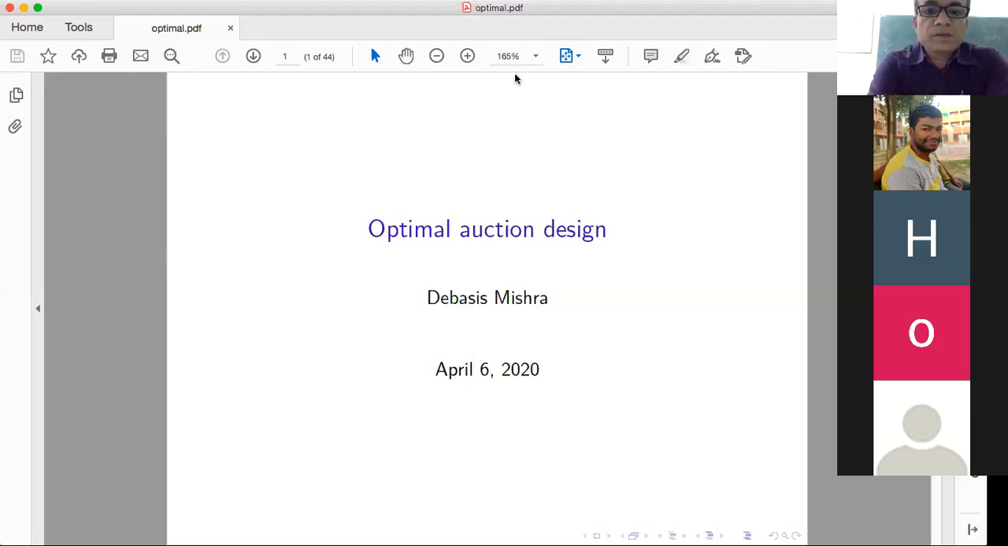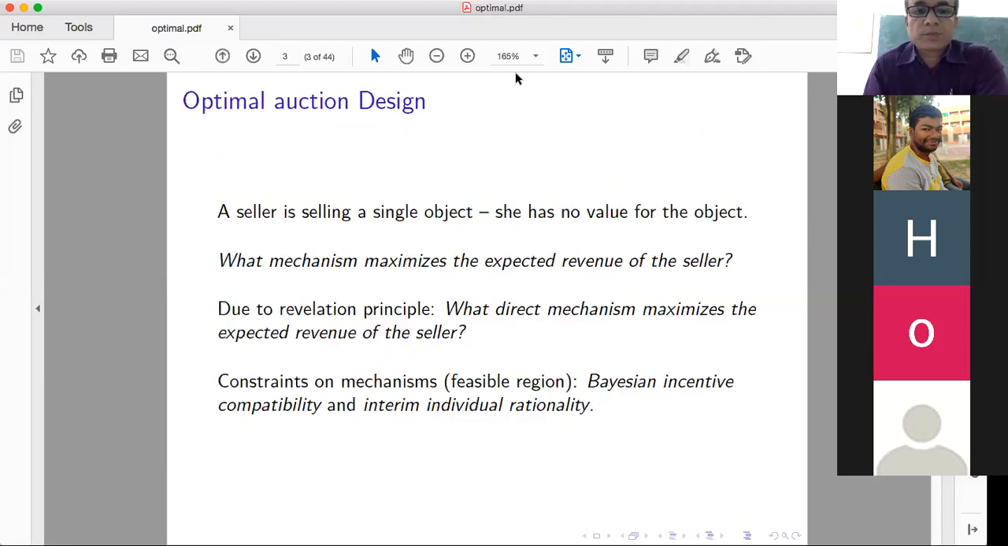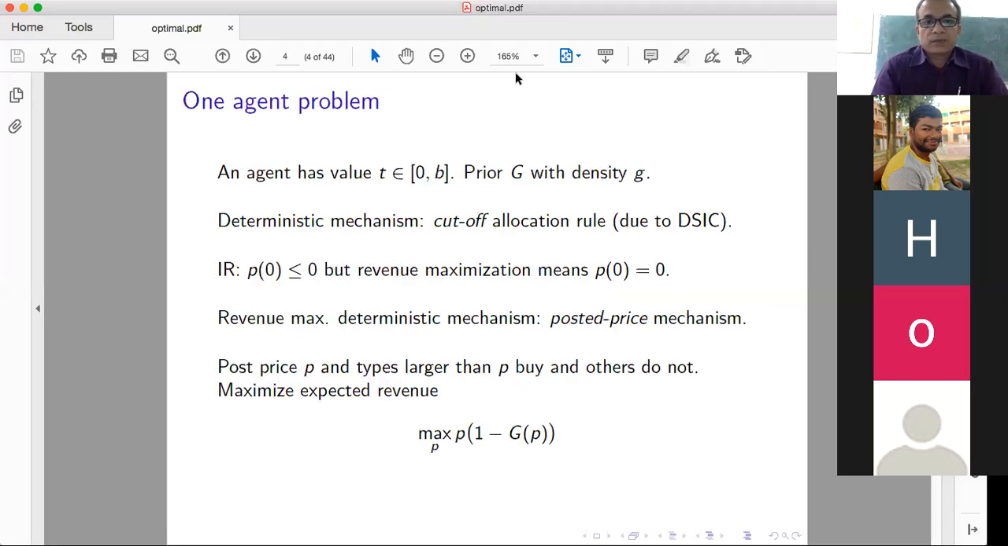Okay, so we have been studying optimal auction design for the last one or two lectures. The main idea here is to use the characterization of DSIC direct mechanisms to come up with an optimal expected revenue maximizing auction for single objects. Okay, so that was the idea, and that's what we did last time.